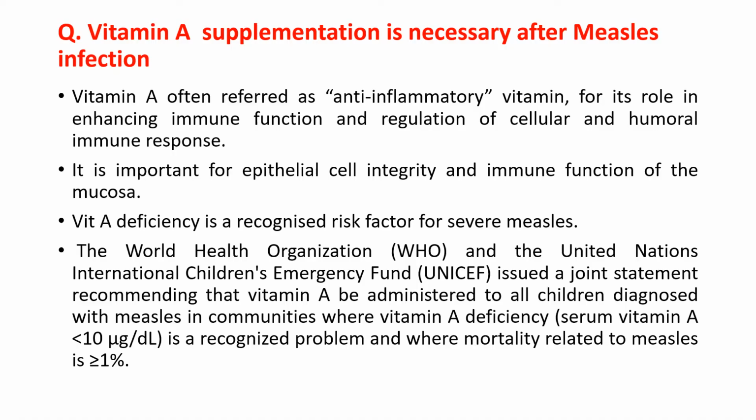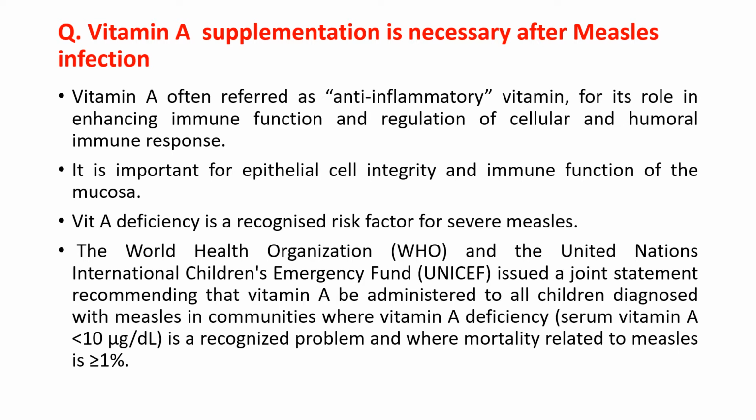So that's how. A very common question found in your question bank is vitamin A supplementation and its role in measles infection. Well, vitamin A is a very important micronutrient and it is often referred to as the anti-inflammatory vitamin. Why? Because of its role in enhancing the immune function and regulation of cellular as well as humoral immune response in our body. It is not only important for the epithelial cell integrity, it is also important for the immune function of the mucosa.